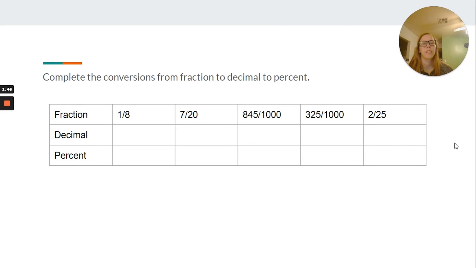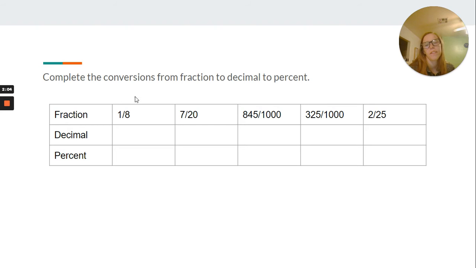So it's asking you to complete the conversions from fraction to decimal to percent. So first, how do we turn our fractions into decimals? For this, you're definitely going to want to use a calculator. Otherwise, it would be a lot of long division.